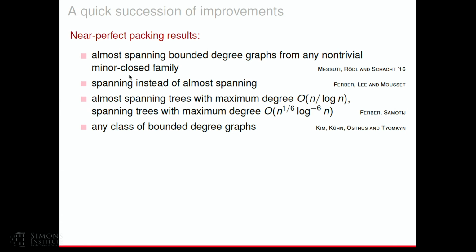Okay. And now going back from this bigger maximum degree, Kim, Kühn, Osthus, and Tyomkyn showed, again for bounded degree graphs, that you don't actually need this restriction about having separators, but one can do it for any class of bounded degree graphs.